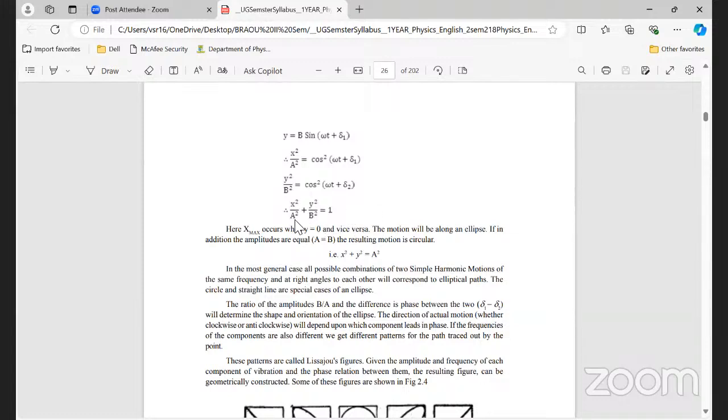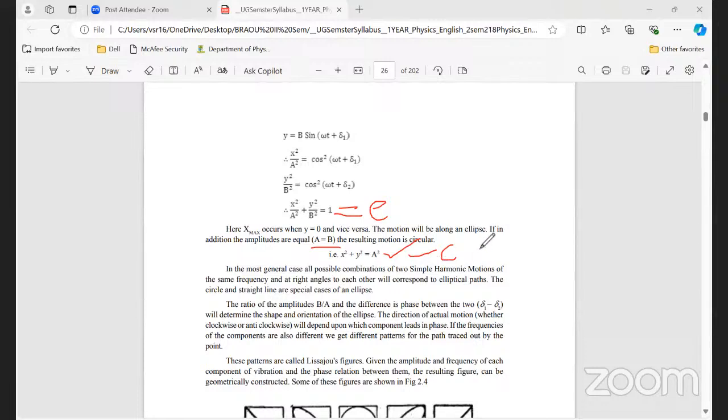Or else if A equals B, then in this equation x square plus y square equals A square. Why? Because you have to substitute. If A equals B, then the motion should be circular. Here this is an ellipse, the motion is an ellipse. Here the motion is a circle. That means the path, where two simple harmonic motions act upon a particle perpendicular to each other, is one where the square of the displacement equals the square of the amplitude.